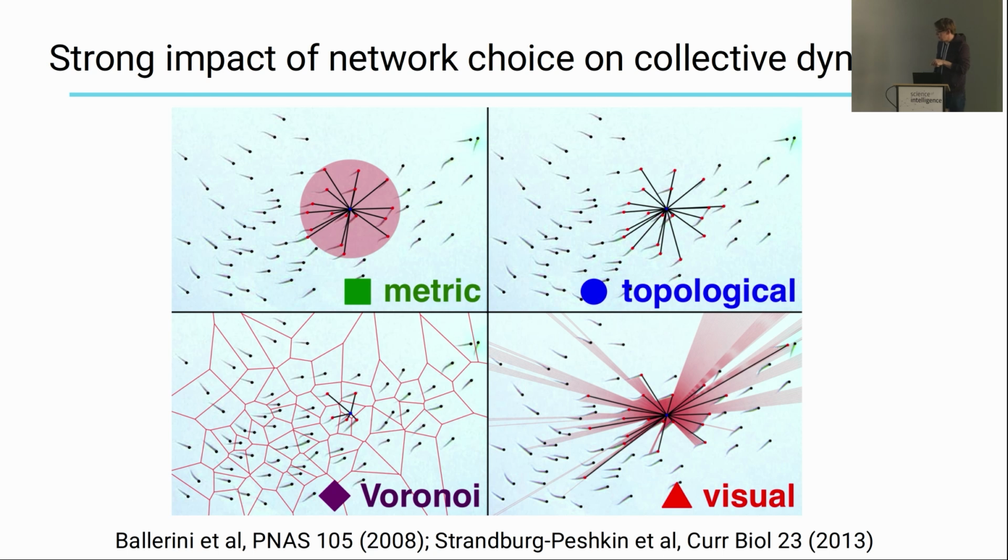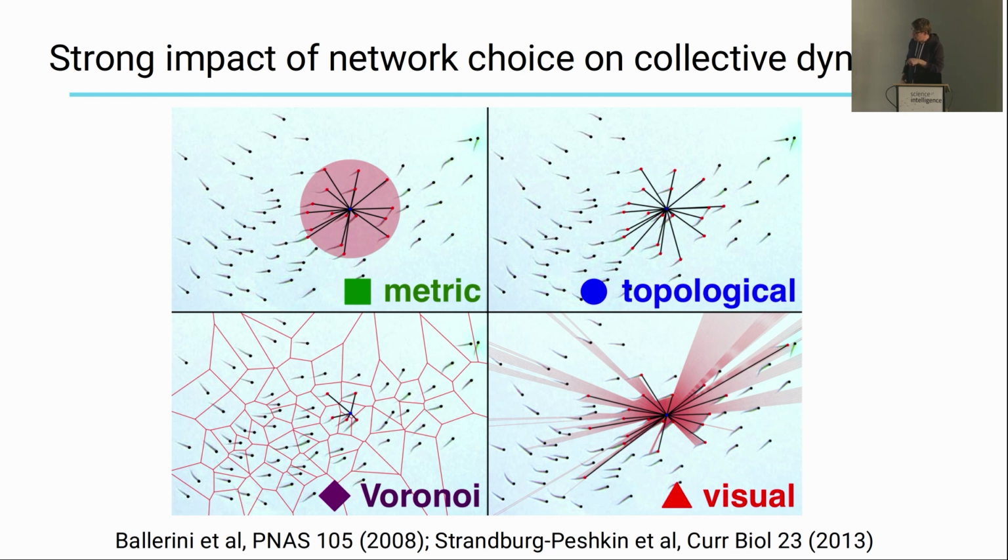And more recently, it was suggested that maybe, instead of these different networks, if we have visual interaction, we should look at visual interaction networks. So who sees whom, potentially? And in this paper by Ari Steinberg-Peshkin, it was actually shown that these networks describe best the collective behavior of fish in certain experiments, with the metric being the worst, the topological KNN being the second worst, and the Voronoi being the second best, closely resembling the visual results, only trailing slightly behind.